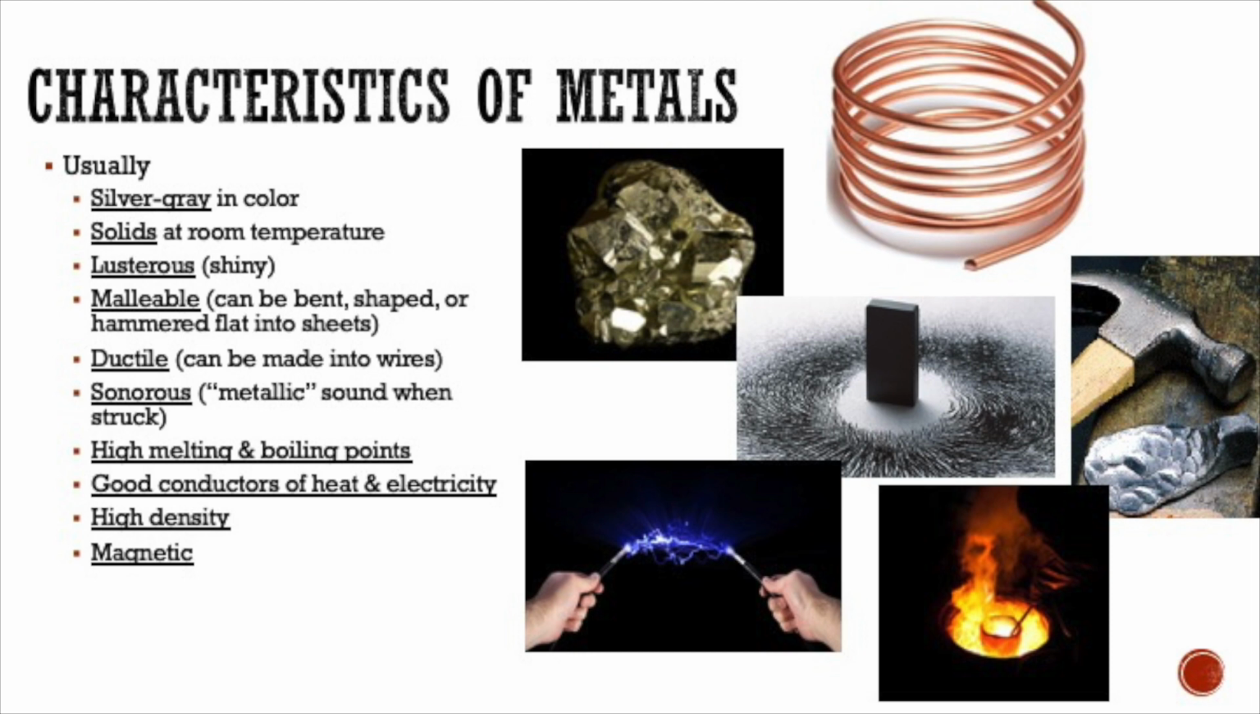Some key characteristics of metals you need to know is that they usually are silver gray in color. They're usually solids at room temperature. There are a couple of exceptions like mercury and gallium. They are lustrous. They are malleable, meaning they can be bent, shaped, or hammered into flat sheets, or like you can make coins out of them, metal coins.